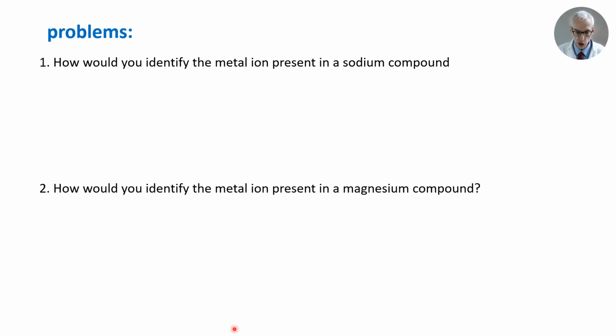I'm going to give you 2 problems. I think they're worth doing at this point. How would you identify the metal ion present in a sodium compound? How would you identify the metal ion present in a magnesium compound? Pause, write out the description of what you would do and how you would conclude. Come back when you're ready to check and correct.